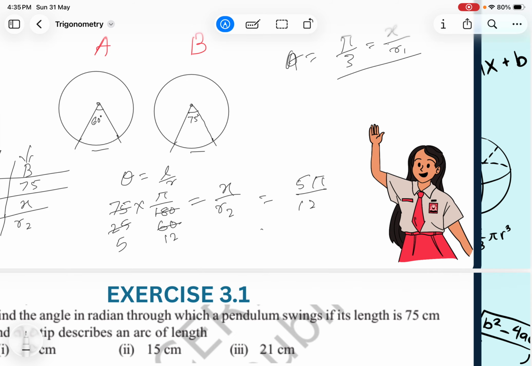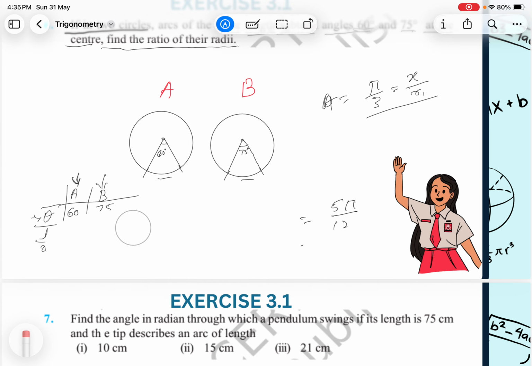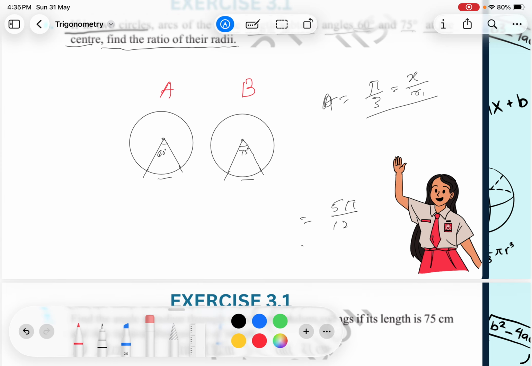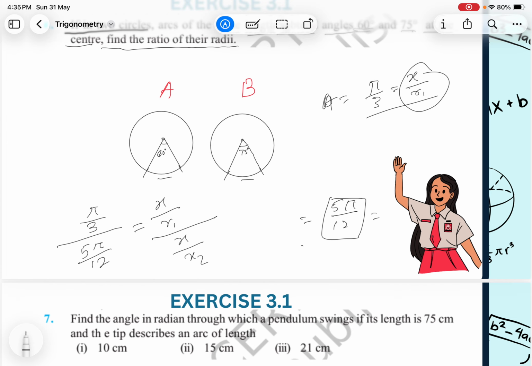Now we have to find out x by, let me just clear. Now we have to see what is the ratio, right? So we can say that the first ratio pi by 3 divided by 5 pi by 12 equal to x by r1, x by radius 1 divided by x by radius 2. We get it here, right? X by radius 2.